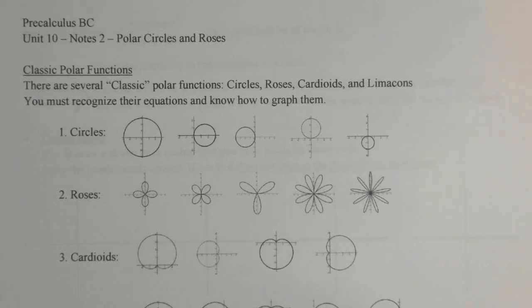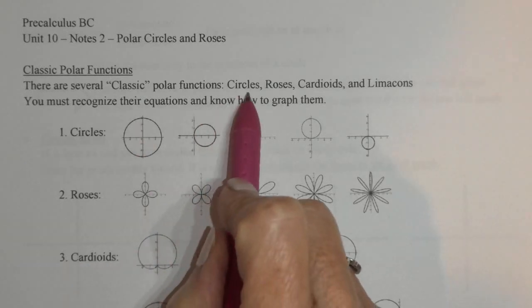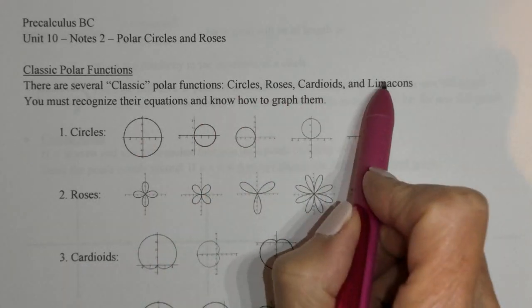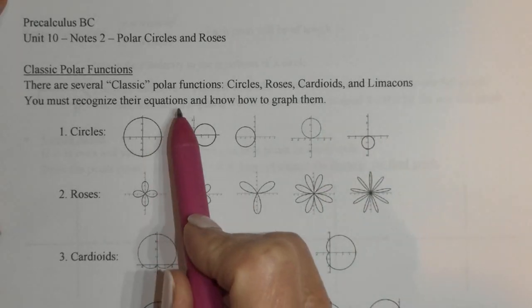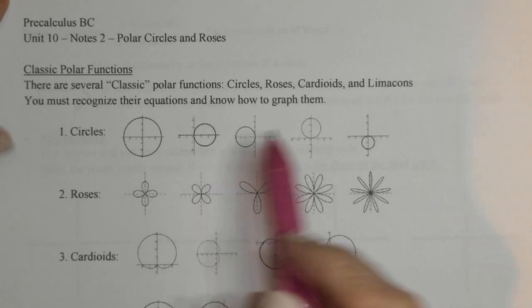Today we are going to be taking a look at some of the graphs of some classic polar functions, specifically circles and what are called roses. So there are several classic polar functions. They are the circles, roses, cardioids, and limacons. And you need to recognize their equations and know how to graph them.